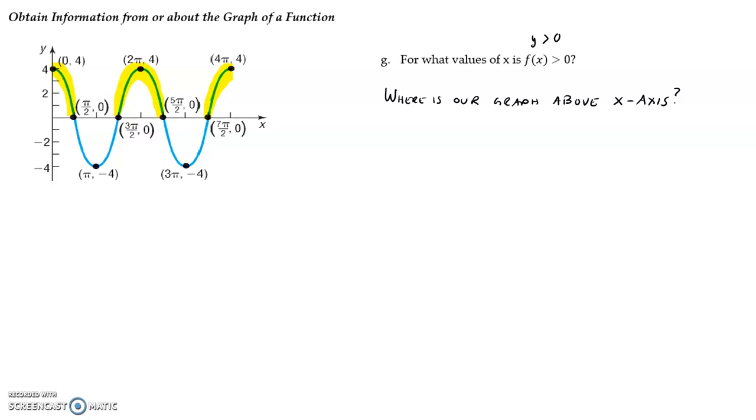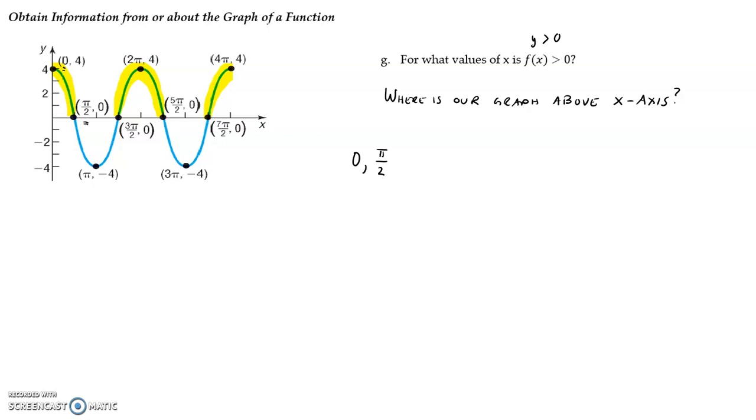So let's go ahead and start with the first one. Okay, keep in mind I want to list my smallest x value for that interval and then my largest x value for that interval. So my smallest x value is going to be a 0. My largest x value for that interval is pi over 2.